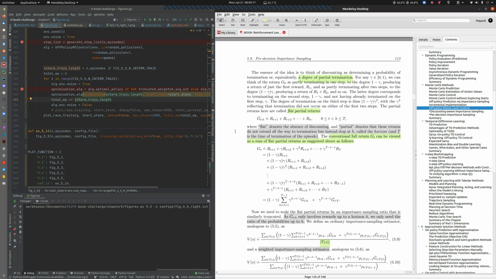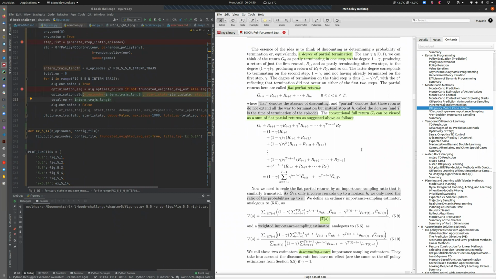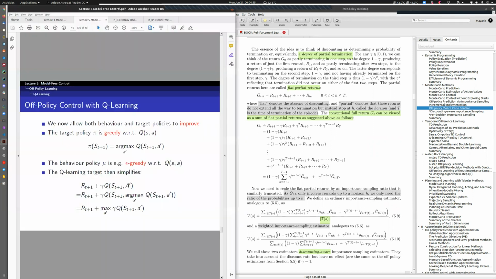The partial returns are called here the flat partial returns, in the sense that the discounting step is totally taken off, an absence of discounting. They do not extend all the way to termination, but instead stop at what we call the horizon. So this is with respect to the termination of the episode at a particular horizon. This can be seen in this slide. Let me try to pull up that slide.